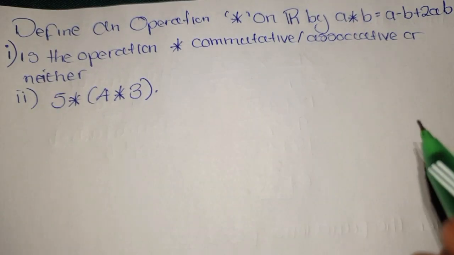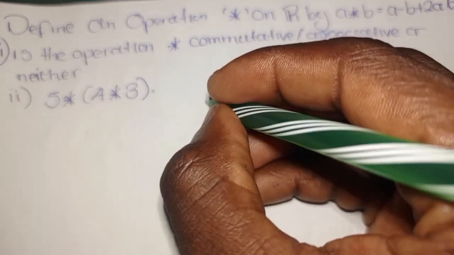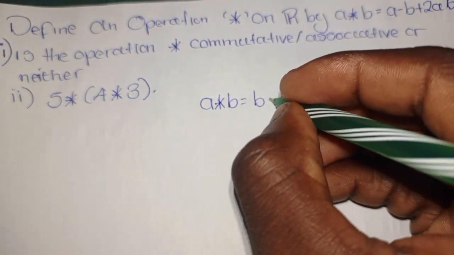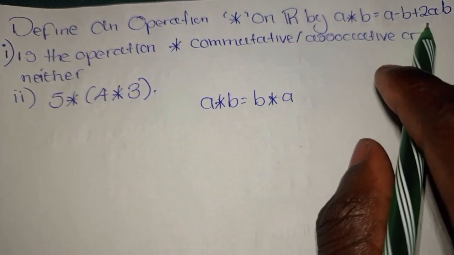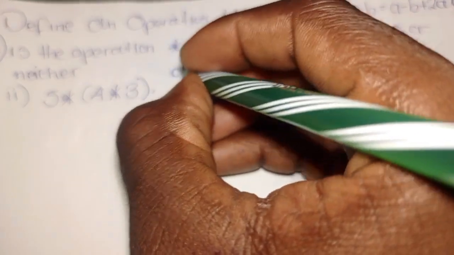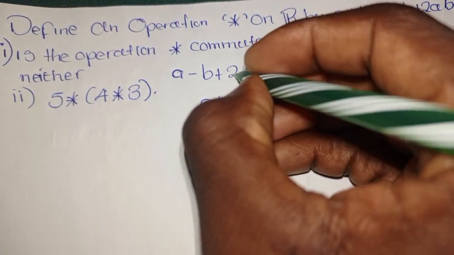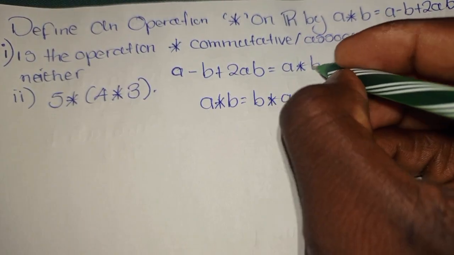For you to be able to define that star is commutative, remember under commutativity, a star b is equal to b star a, where you know for sure that a star b has already been given there. So we know for sure that a star b is basically a minus b plus 2ab. So this is a star b.